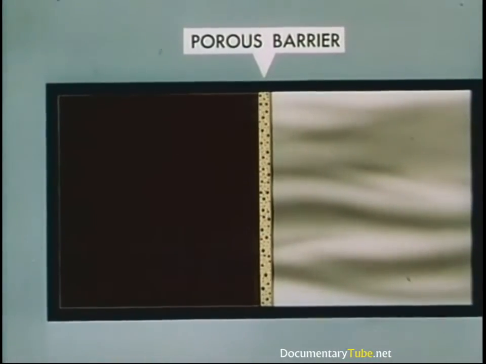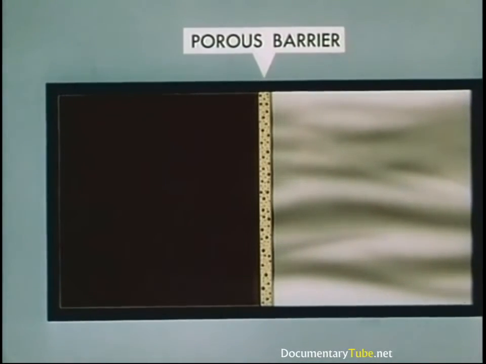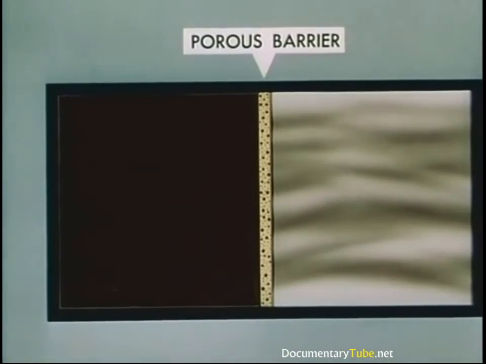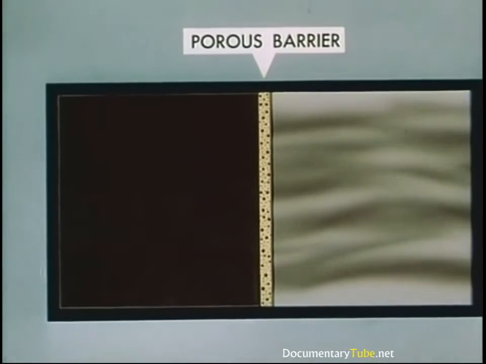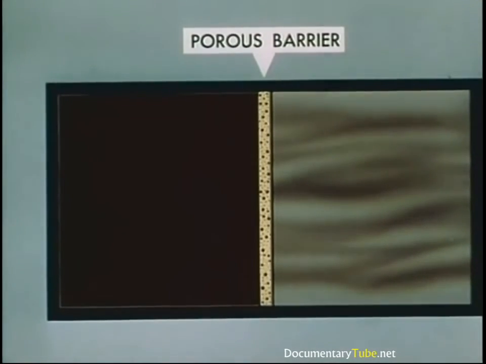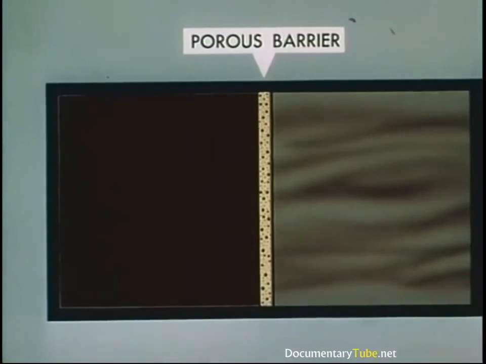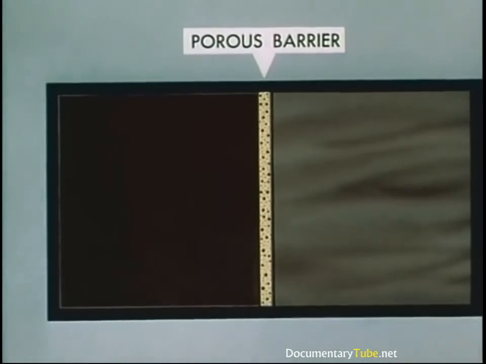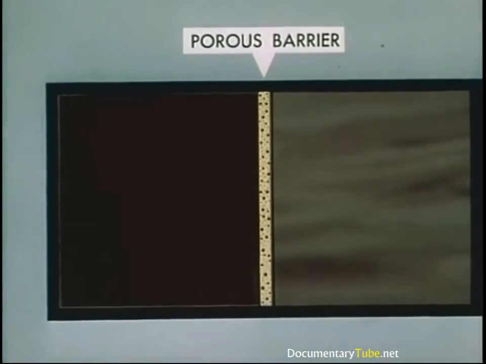If natural uranium gas is passed along one side of a porous barrier with a greater vacuum on the other, the lighter 235 atoms will go through the barrier a bit faster than the 238. By this process, it is possible to enrich the uranium with the 235 isotope, enrich it enough for fission purposes.